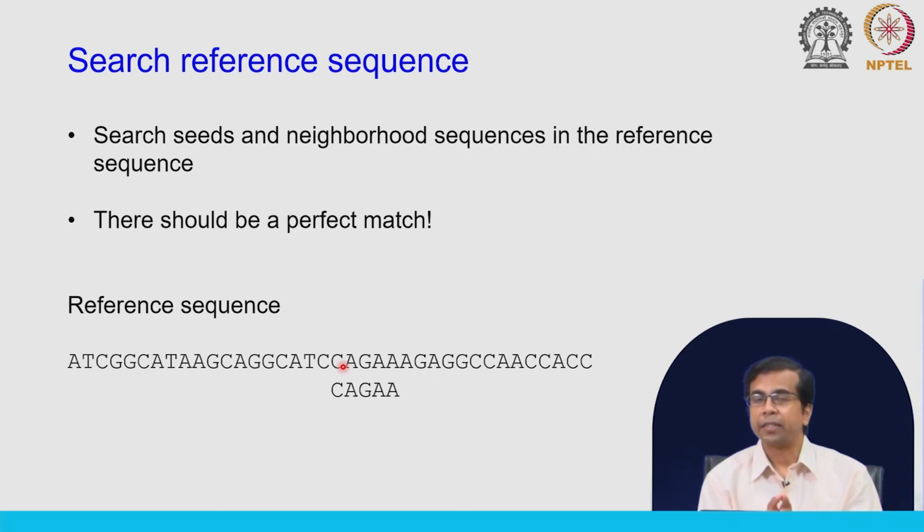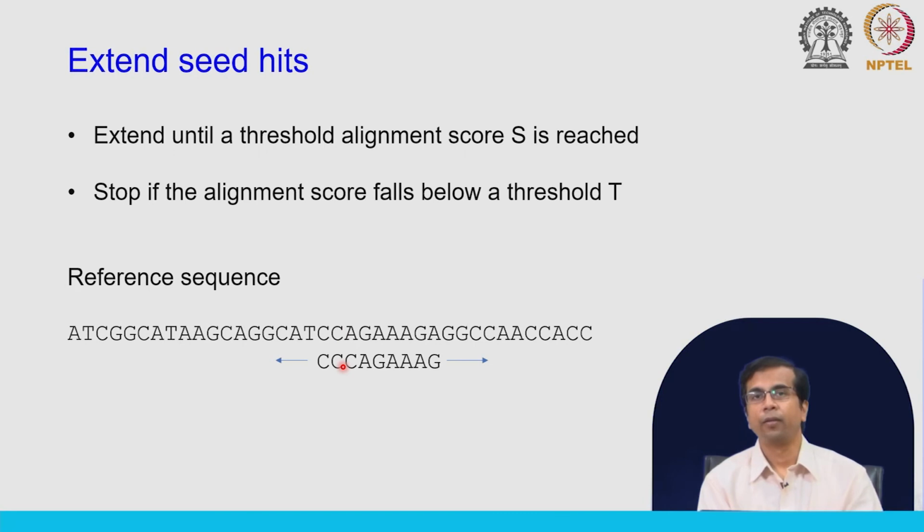That process is much faster, but we still have this sliding, we are looking linearly across this reference sequence. Once we find this match, we extend in both directions, and we extend until we cross this alignment score S. If we cross this threshold score S, then we say we have found a match, we have mapped a read. And then we stop. When do we stop?